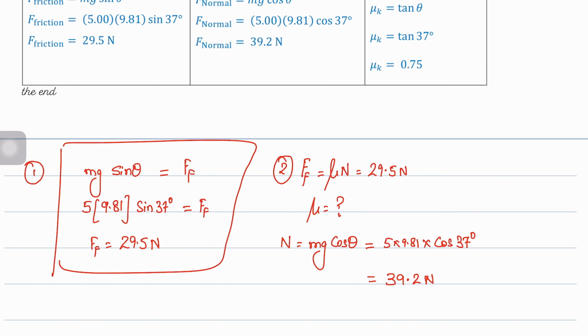So guys, what we have, solve it here so that it will become easy for you. You have 29.5 force of friction is equal to mu times N, N is 39.2. Divide by 39.2, so mu is equal to 0.75, and there is no unit for this.